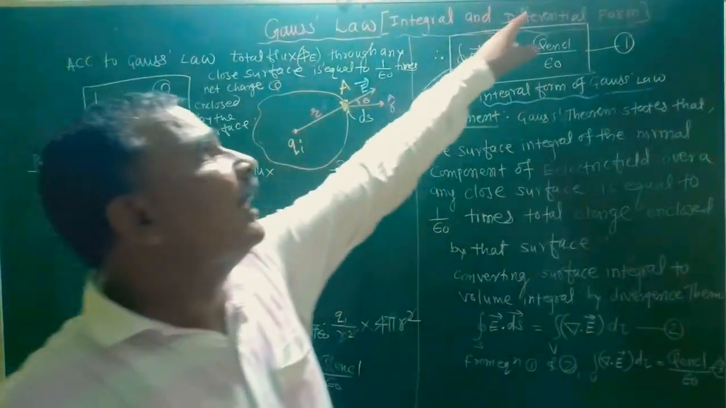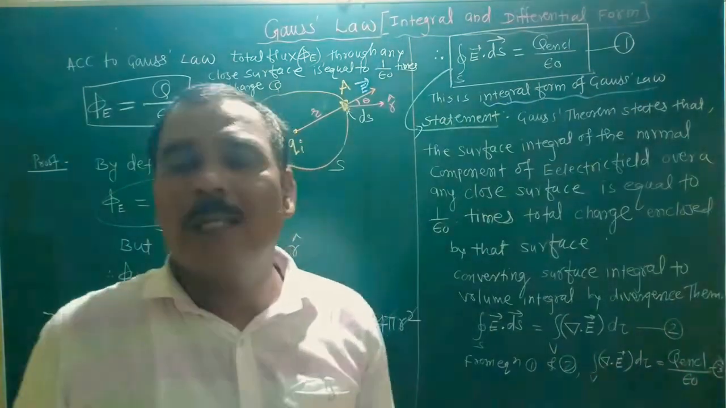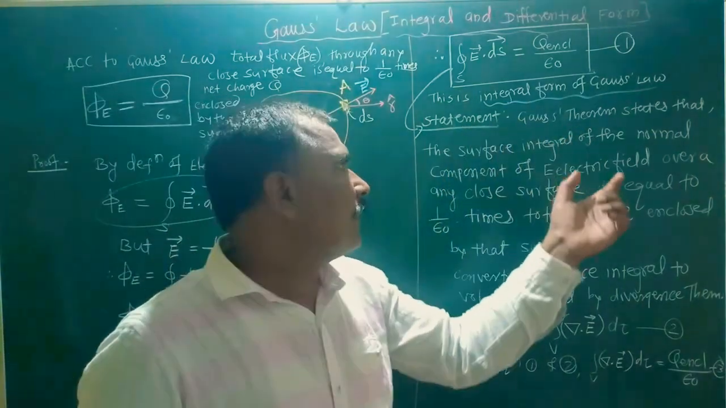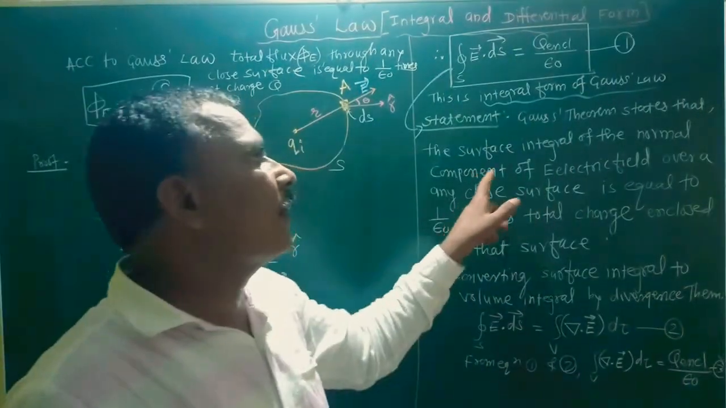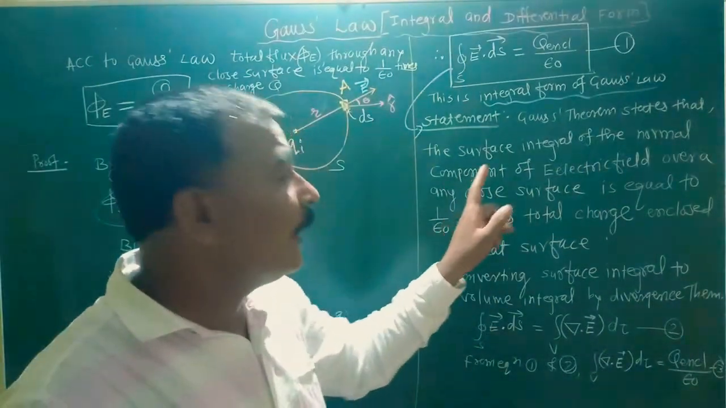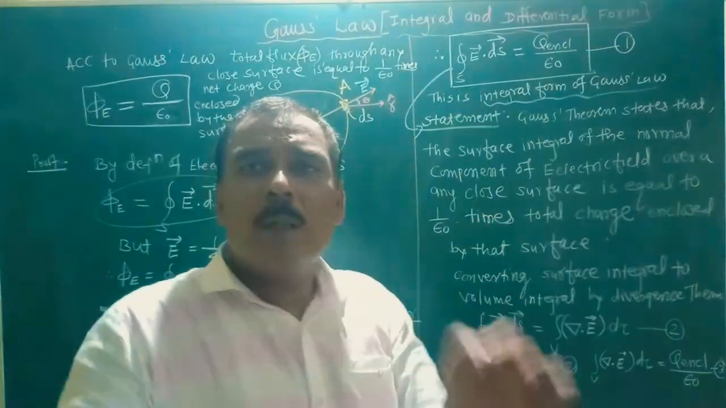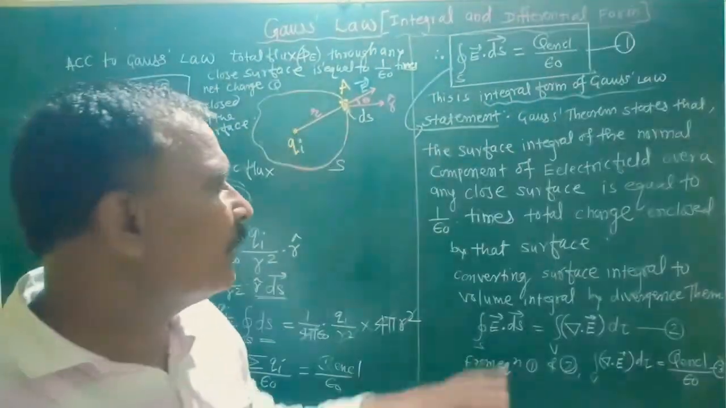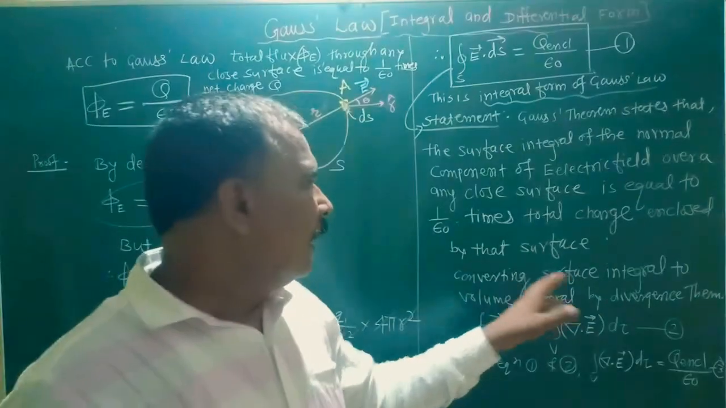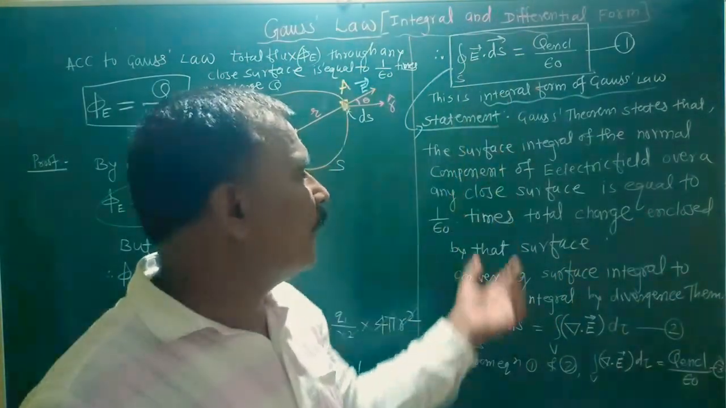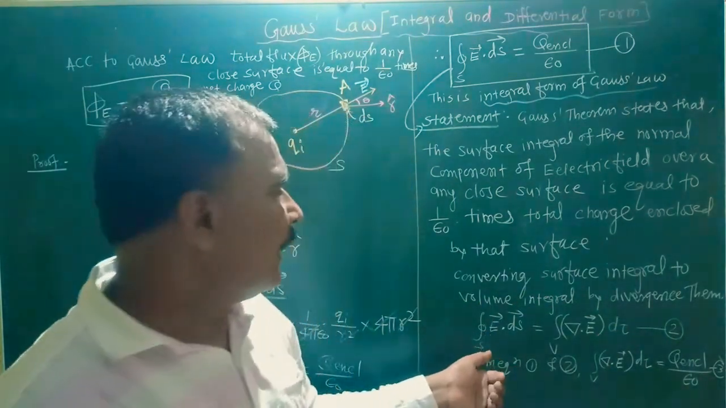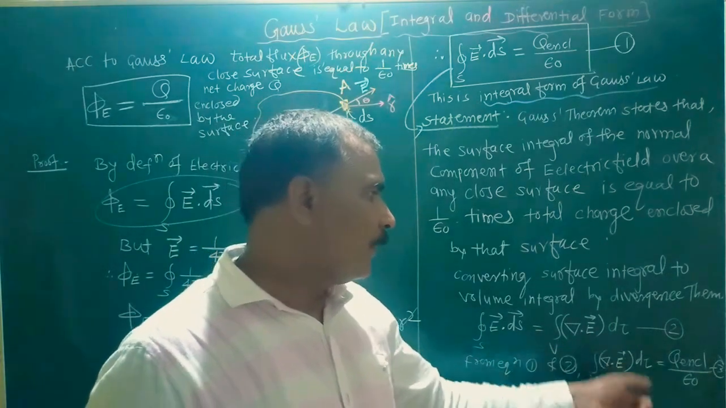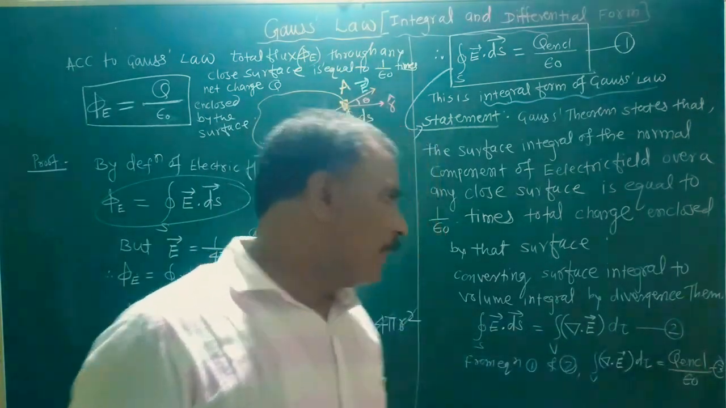Now what is the second target? We have to derive the differential form of the Gauss law. From this, what is the statement? Gauss theorem states that the surface integral of the normal component of the electric field over any closed surface is equal to 1 upon epsilon 0 times the total charge enclosed in that surface. After that, converting the surface integral into a volume integral, it gives that the surface integration of E bar dot ds bar is equal to the volume integration of divergence of E bar dτ. And this is equation number 2.